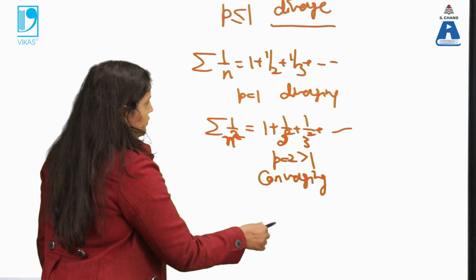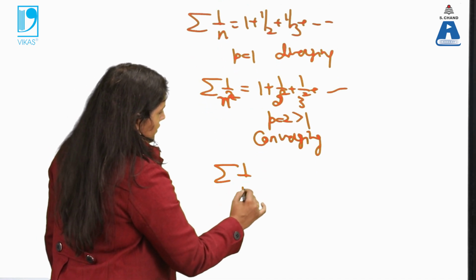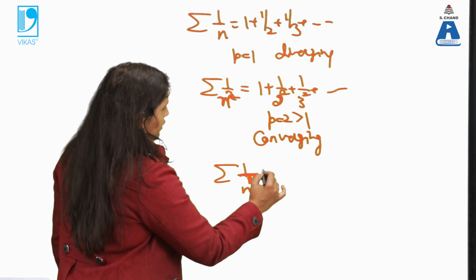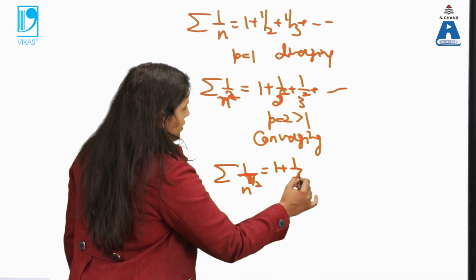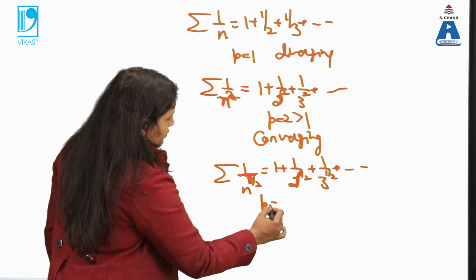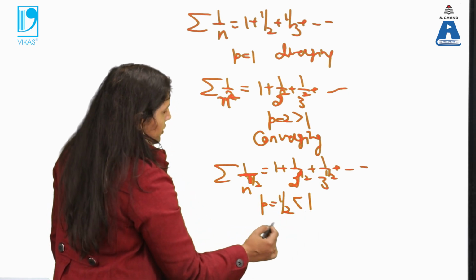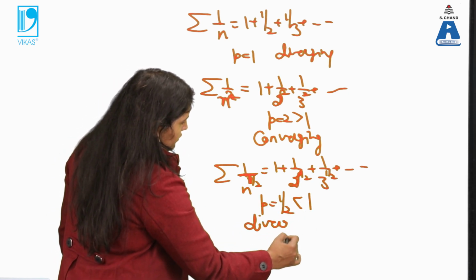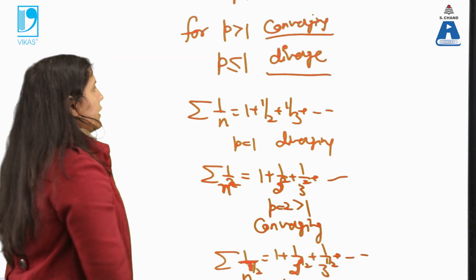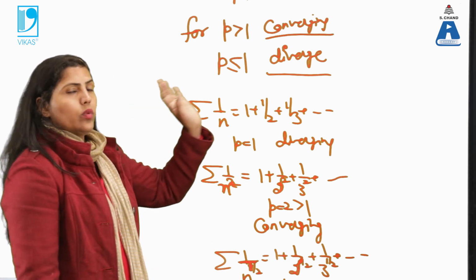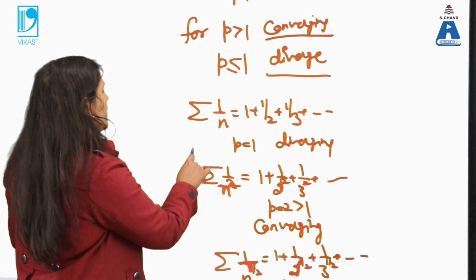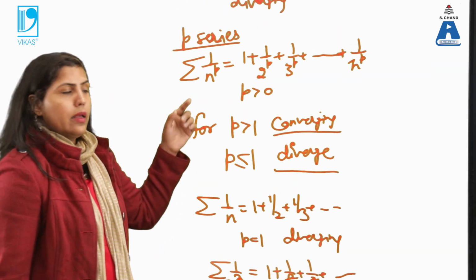Now, if I take 1 by n to the power half, it means 1 plus 1 upon 2 power half, then 1 upon 3 power half. So P is 1 by 2, less than 1. So diverging. Easy to check only on the basis of P value. If P is greater than 1, converging. If P is less than or equal to 1, diverging. So these are the standard series you can say, the geometric series and P series.